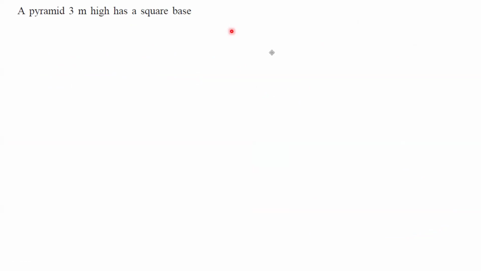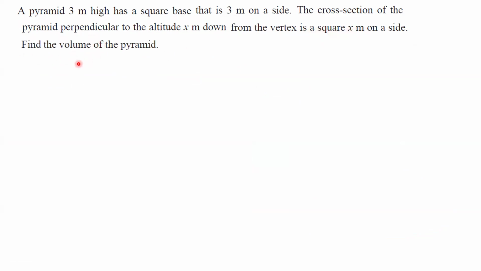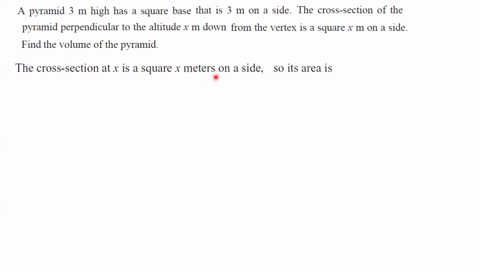Let's take a look at one example together. A pyramid with 3 meters height has a square base that is 3 meters on the side. The cross-section of the pyramid perpendicular to the altitude x meters down from the vertex is a square x meters on a side. Find the volume of this pyramid. Okay, the cross-section at x is a square x meters on a side. So its area is x squared.